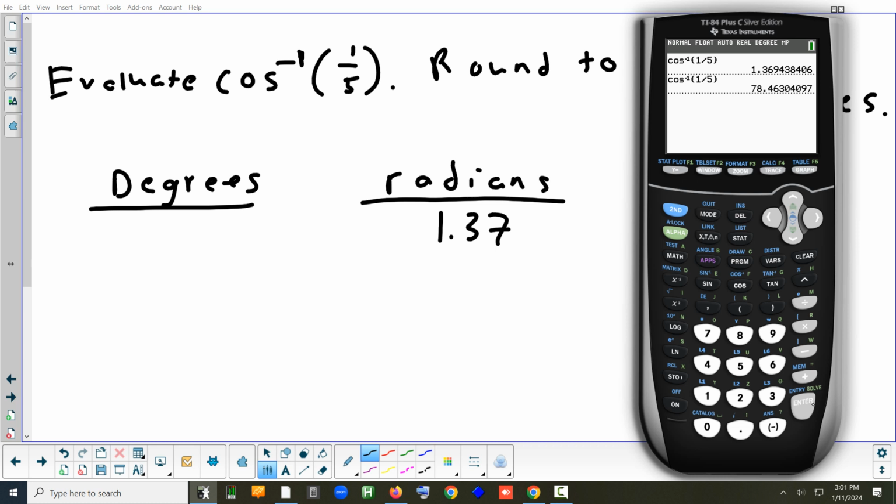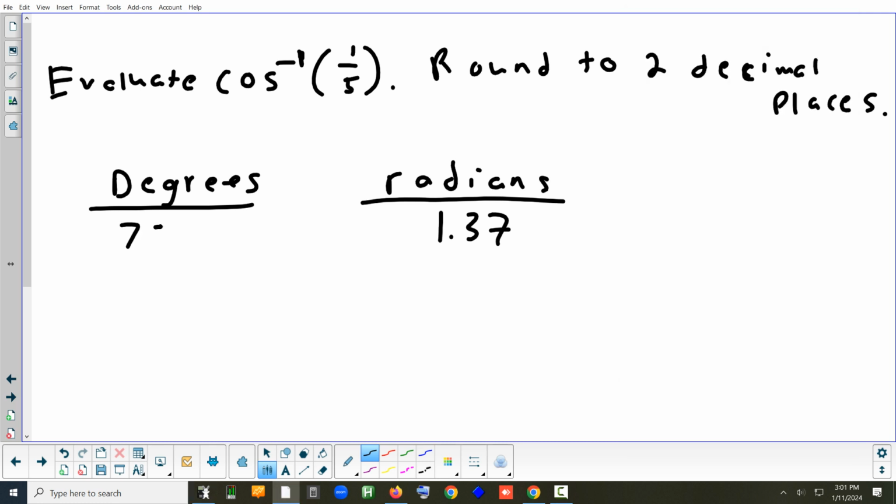And we get 78.46. Do you need the degree symbol on it? Yes. If you forget the degree symbol, it would be wrong. So 78.46 degrees. If you need to type the degree symbol, I'll make sure it's available. You just click the box and it'll pop up. That's how you'll type it.